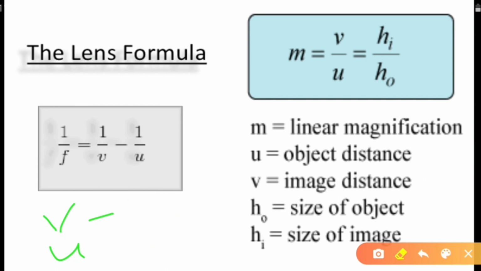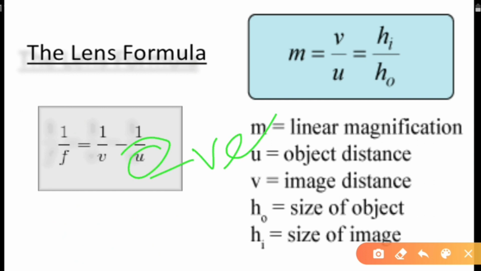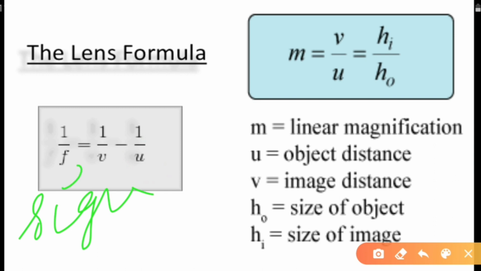Just like the concept for mirror, the numerical value of u will always be negative because the object is always kept in front of the lens, and the same sign convention will be followed here as that of the mirror. There is no difference in the sign convention for lens. The sign convention for mirror and for lens are both the same, and this lens formula is applicable for both convex and concave lenses.